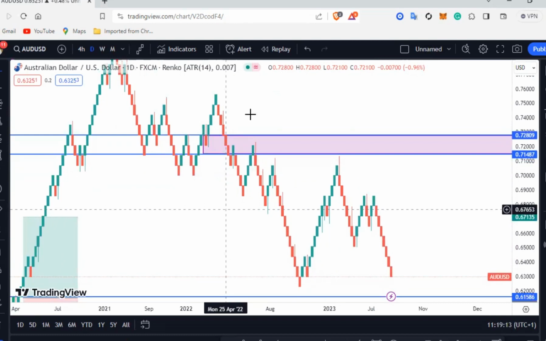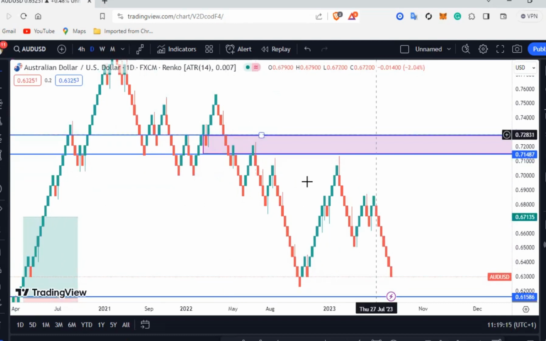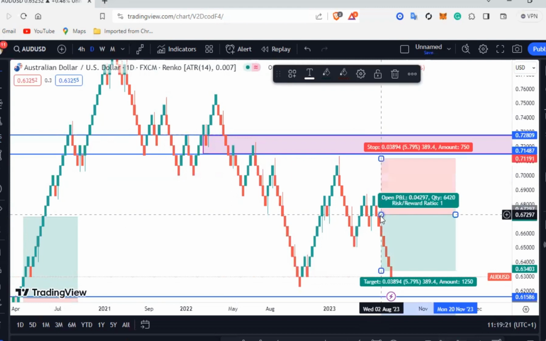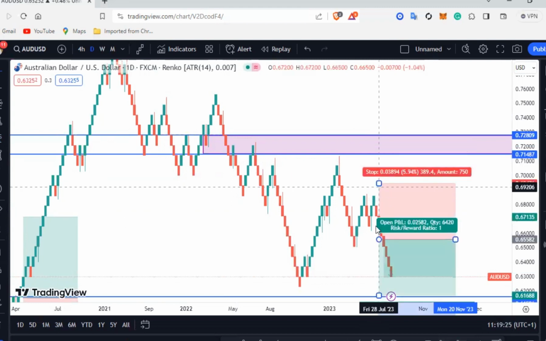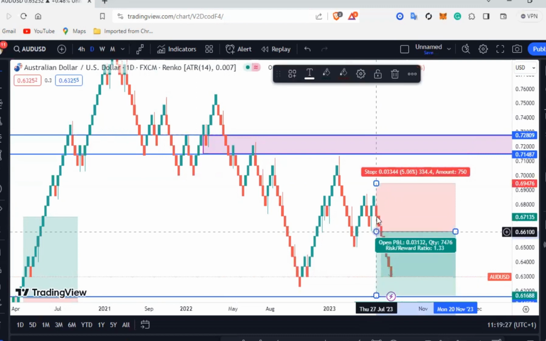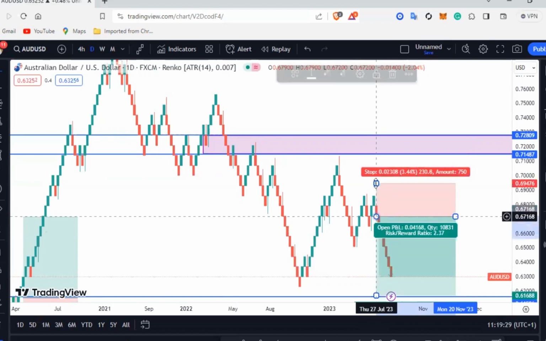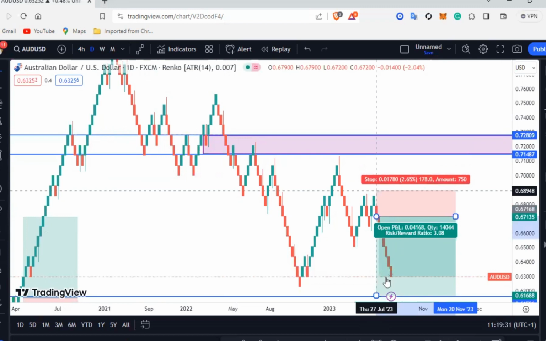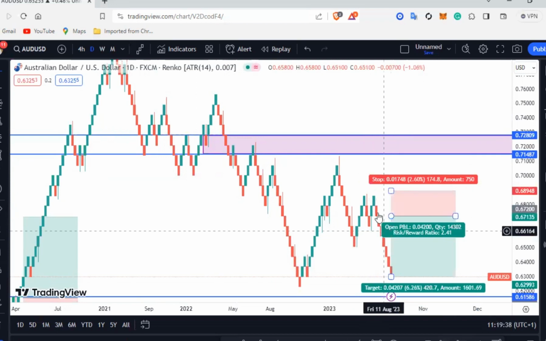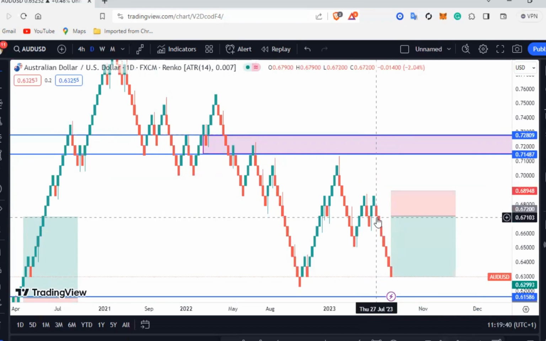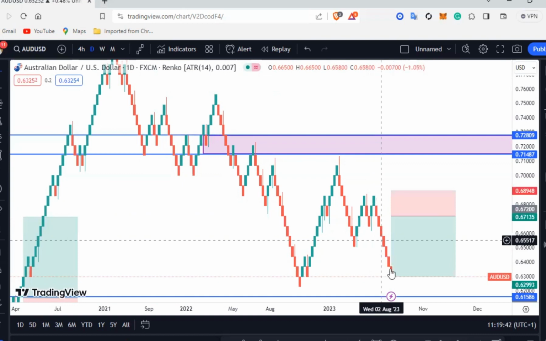You understand me? So imagine selling at this level here. Let me put it here for you. Imagine selling here, and you'll be holding all the way to this level. That's massive. You understand? That's massive. That means you'll be selling from around July till now.